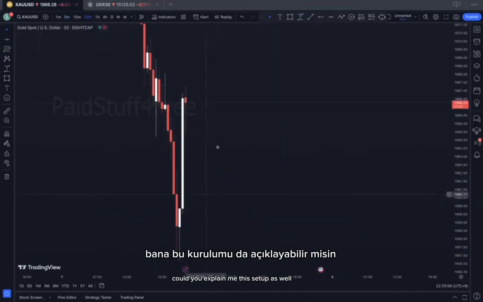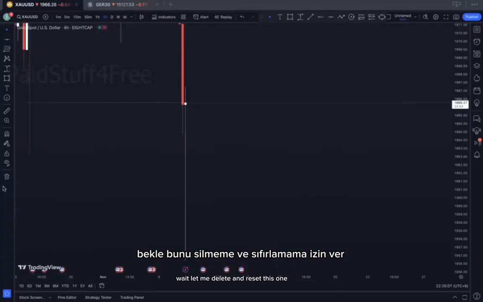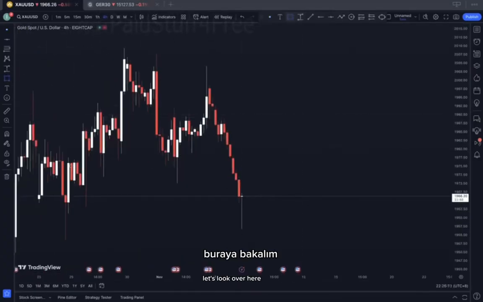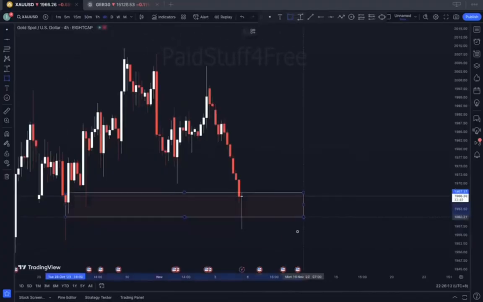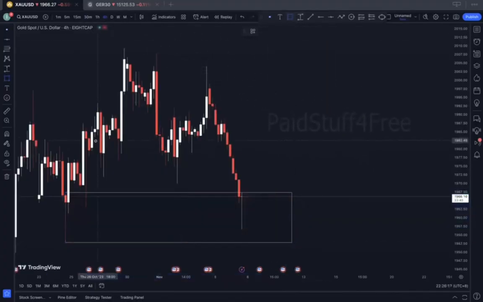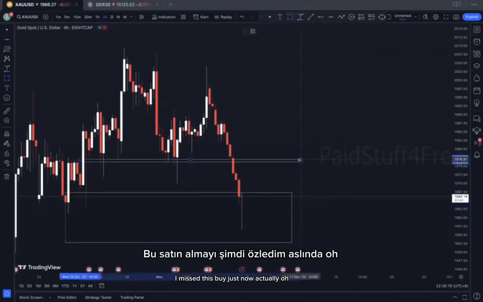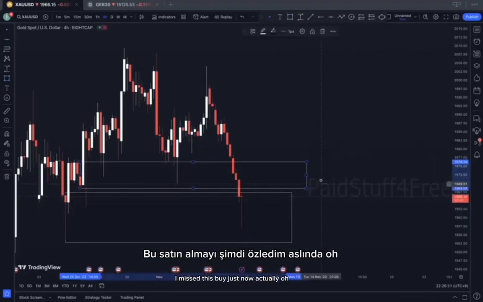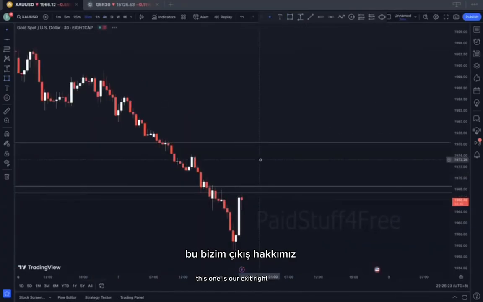Could you explain this setup as well? Of course. This one right here. Wait, let me delete and reset this one. Okay, so let's look over here. This EG buy, right? Yes. EG buy. So I missed this buy just now, actually. This one is our exit, right?